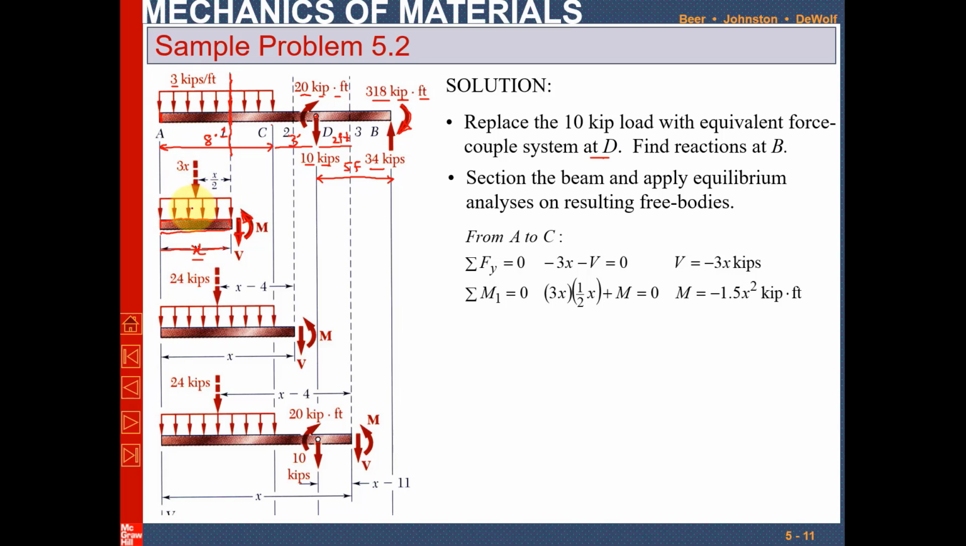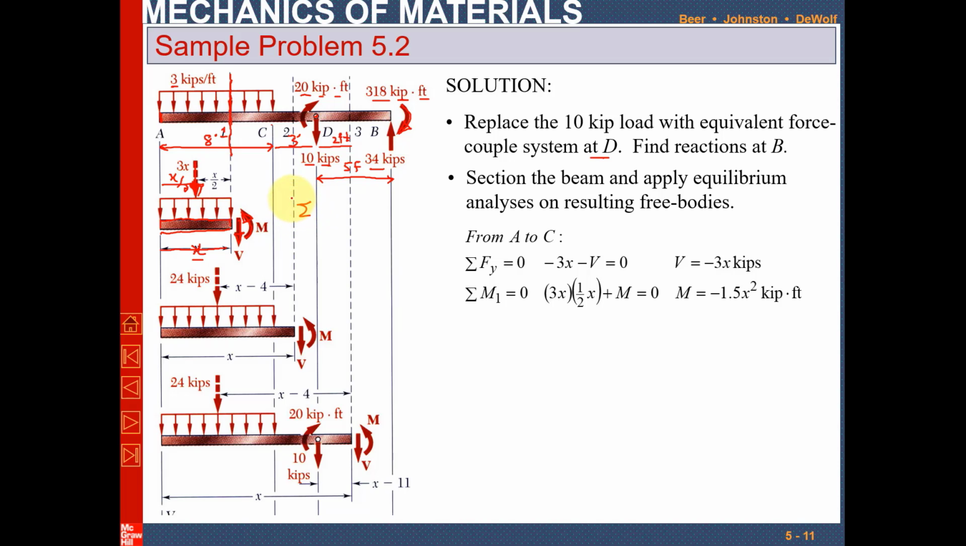So if you want to convert this uniformly distributed load into concentrated load, you have to multiply this 3 with X. So it will be 3X and it will be acting in the mid of this section. Clear? So total is X, so this distance will be X by 2 and this will be again X by 2.